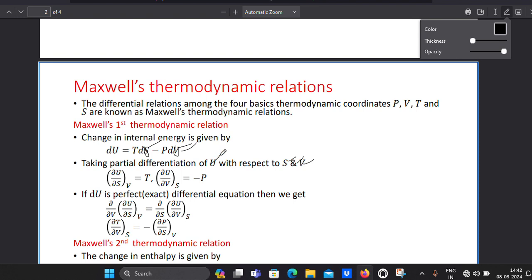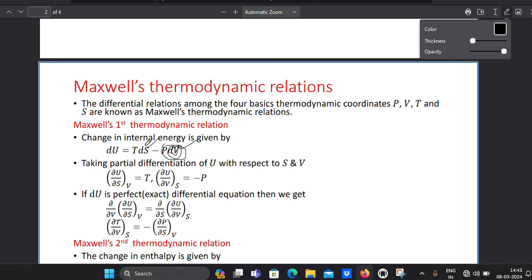Okay, doing the partial differential of U with respect to S and V. First S and then V. When you are doing it with S, then keep V as constant. When you are doing a partial differential with V, then keep S as constant. Now see here. I am going to do the differential with respect to S by keeping V constant. If we keep V constant, then the differentiation of V becomes 0, so this term disappears. Then you get dU = TdS only.